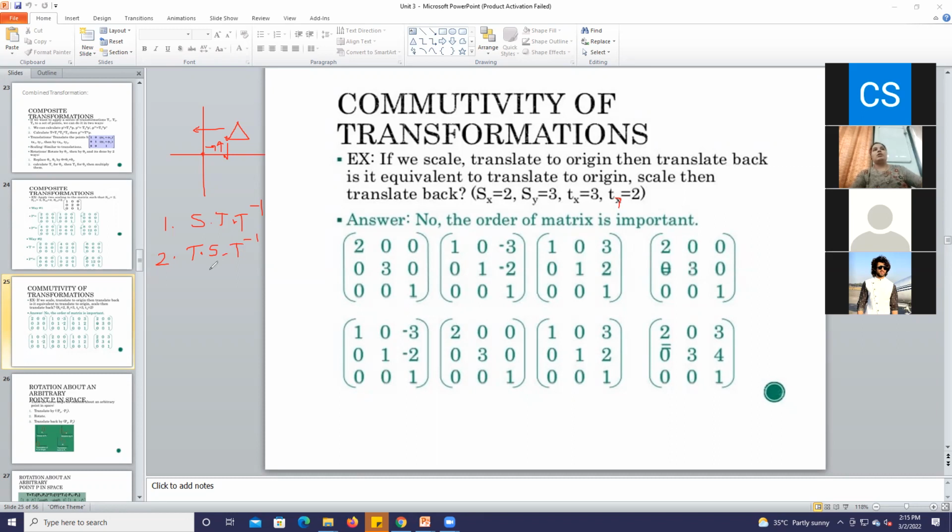But if I change the order of the operation, if I take T first, this matrix here, this one here, and this one here, will the resulting value be the same? No. What is the meaning of it? In case of combined transformations, the matrix multiplication is non-commutative. That means we have to follow the order of the operation, otherwise the result will not be accurate. If you change the order of the operation, then obviously the resultant will be different. You are not going to get the same value.